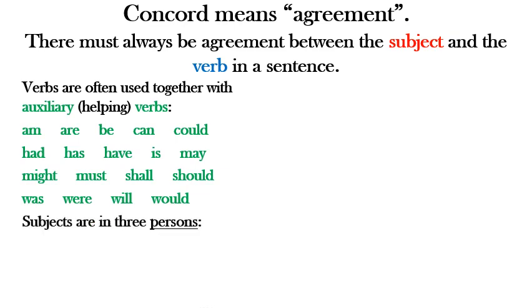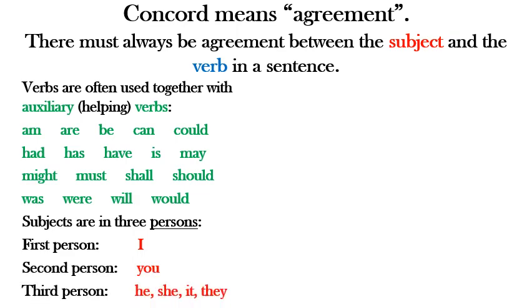Brilliant stuff. Okay, now your subjects and your objects, for that matter, the objects of the sentence is the same, but the subjects we are dealing with today are in three different persons. The first person subject is I, the second person subject is you, and the third person subject can be he, she, it, or they. All right.